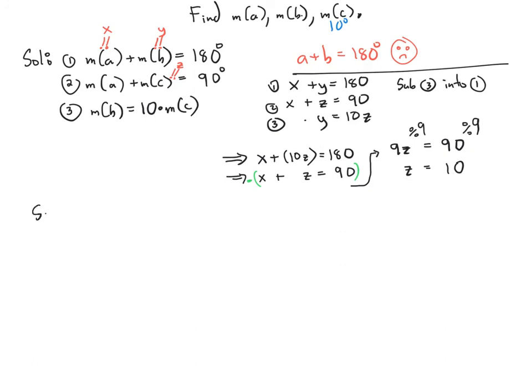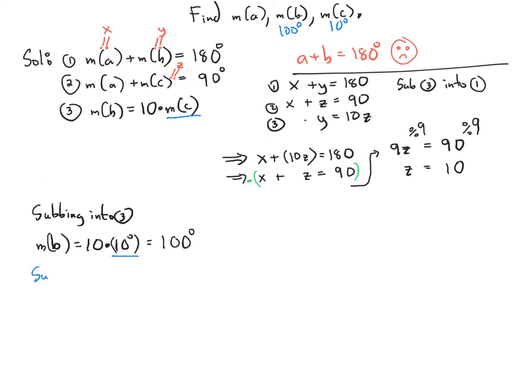Subbing into 3, we get that the measure of B equals 10 times the measure of C. But we know the measure of C is 10 degrees. There they are there. So that tells me that the measure of B is 100 degrees. Okay? So we have the measure of B being 100 degrees. And then finally, let's sub that into equation 1 to solve for A. Or we could sub it into equation 2 to solve for A. So there's lots of different ways to solve for the measure of A here.